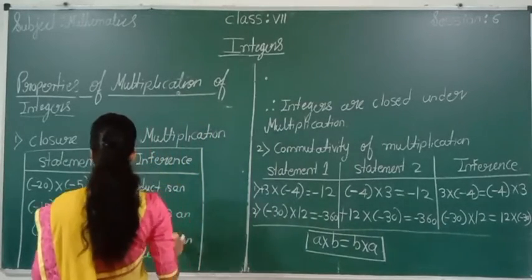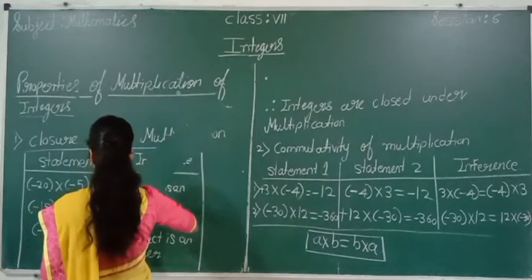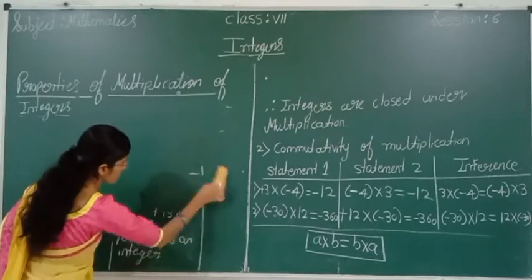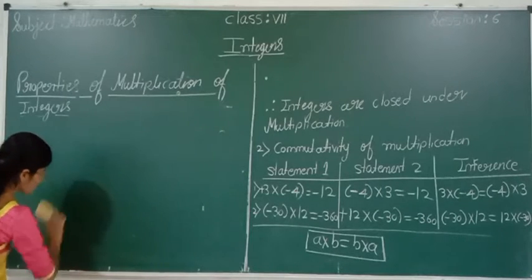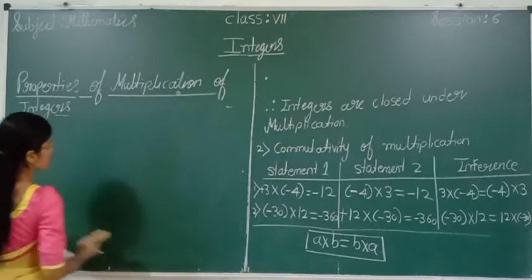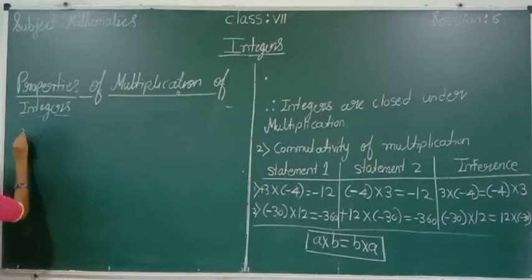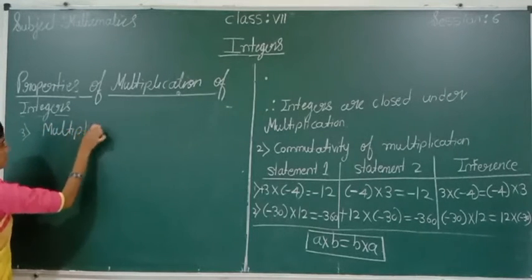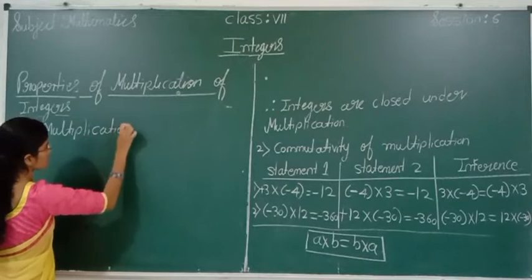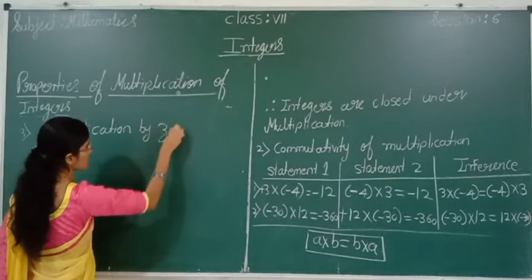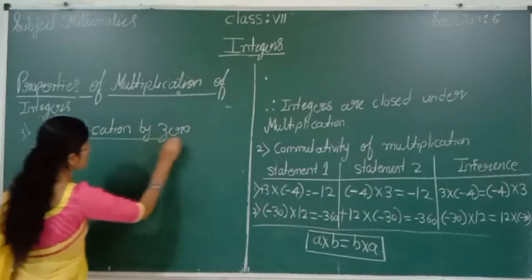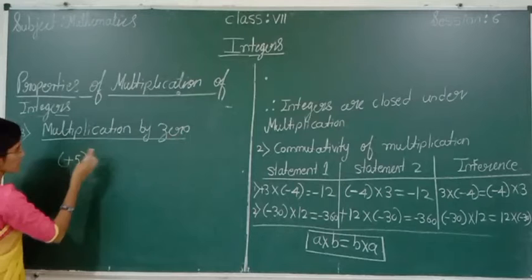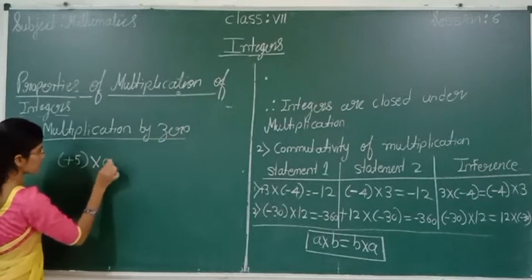So next we will see the next property, multiplication by 0. So take any integer you take. Plus 1 into 0 is 0 only.